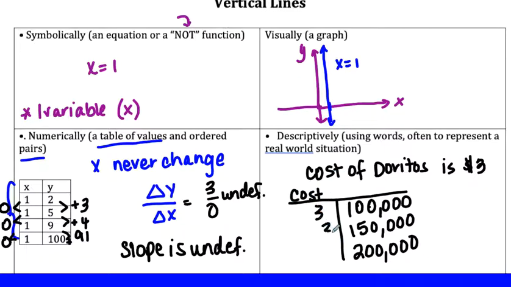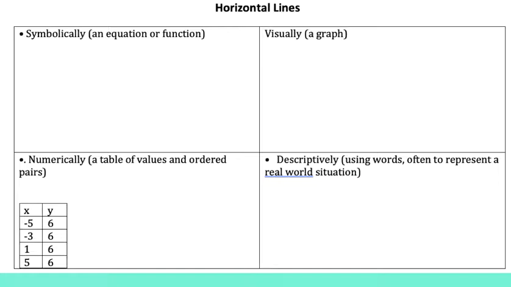But no matter what, if I was comparing the cost of the Dorito bags versus the amount sold, the x's didn't change, but the y's did. So if I plotted those, it would look like that. And so that would be a vertical line. All right, what about horizontal lines?